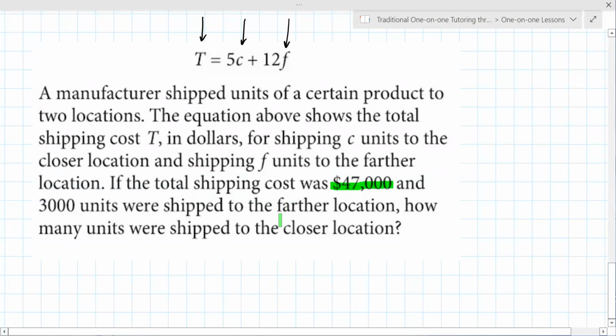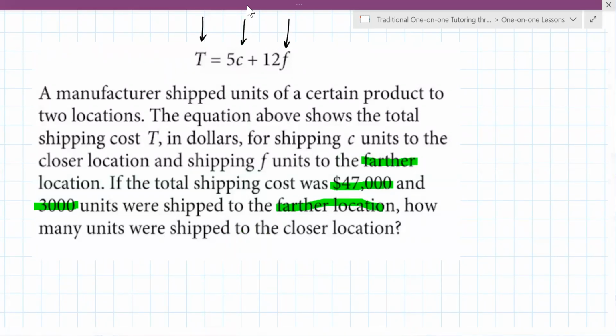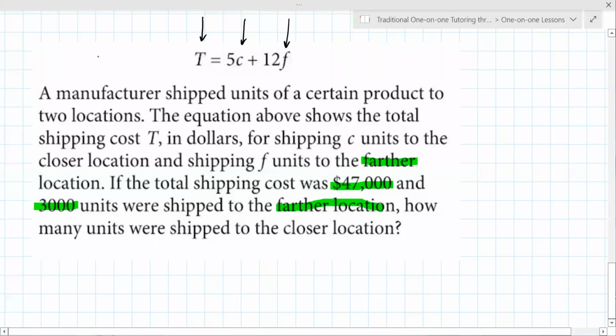What else are you given? And then C is the units, so it's 3,000 units. Is C 3,000? Is that what you're saying? Yes. So F units to the farther location, the units were shipped to the farther location. Oh, okay, so F. Yes. Now, just to be clear, this is T, sometimes good to indicate that, and this is F. Solve this for C, please.